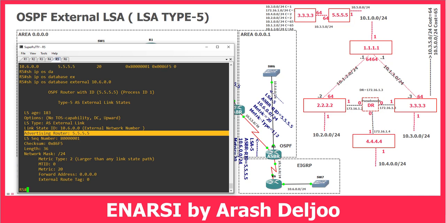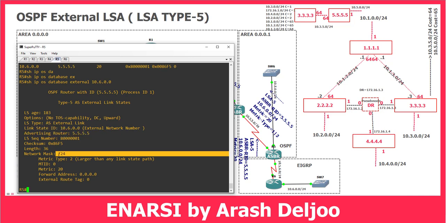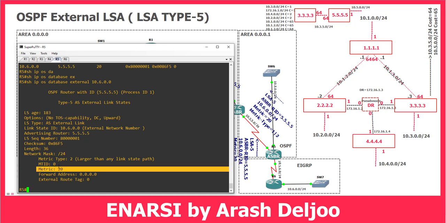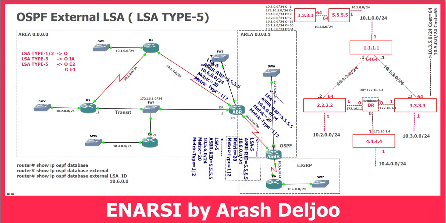And we are advertising 10.60.0/24, and the metric is equal to 20, and the default metric type is 2. You will learn about the metric type, don't worry, but let me say that the default metric type is 2, but we can change it, and we will see the effect of changing the metric type in future videos. But for now, let me say that the default metric type is 2.